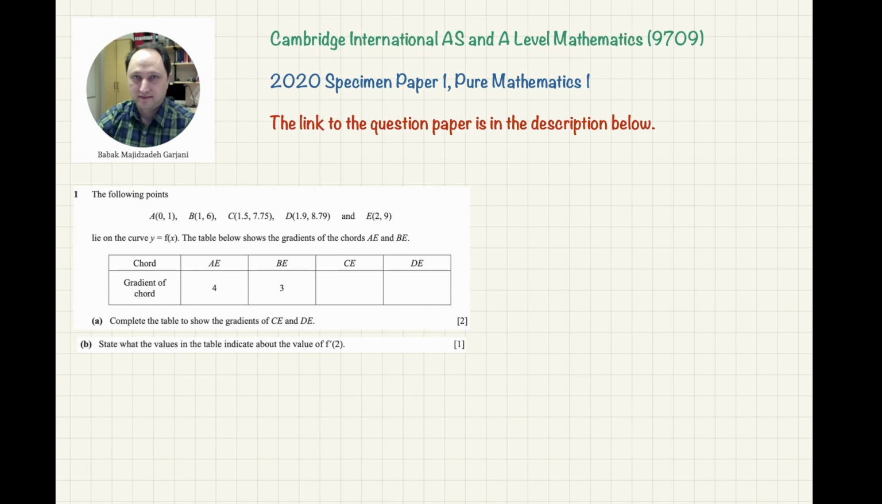Let me read the question for you first. The following points, A, B, C, D, and E, with given coordinates of course, lie on the curve y equals f of x. The table below shows the gradients of the chords AE and BE. Chord AE, gradient of chord 4. Chord BE, gradient of chord 3. Part A. Complete the table to show the gradients of CE and DE.